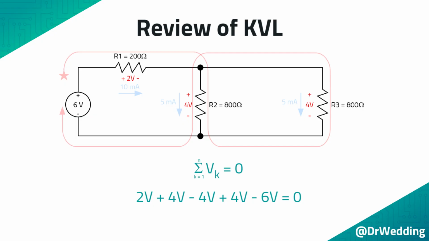It is also important to understand that the path does not matter. In this example, the starting point is the star on the upper left of the circuit, and the path is a figure 8. And as you add and subtract the voltages, the result will always be 0.